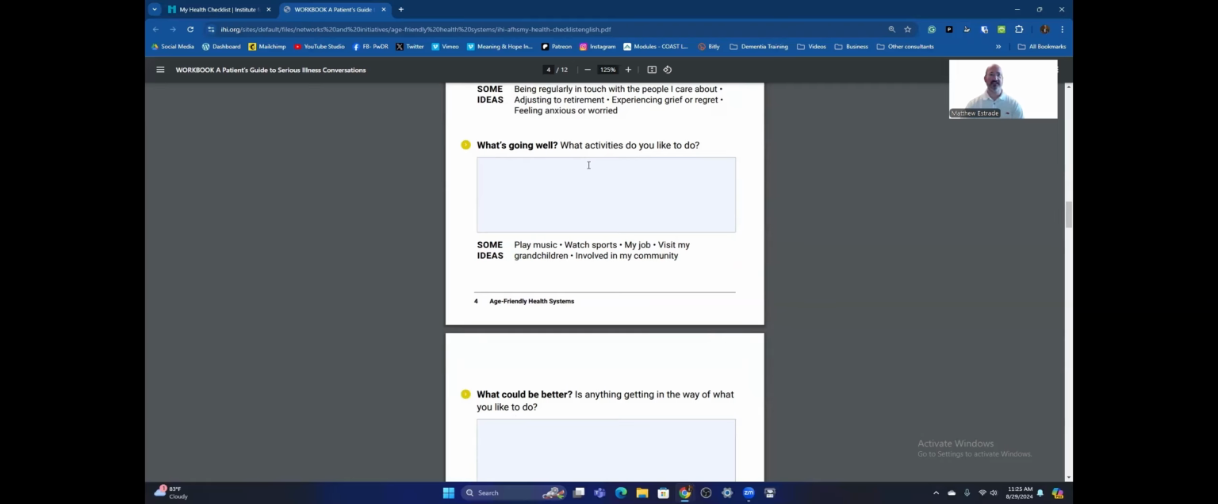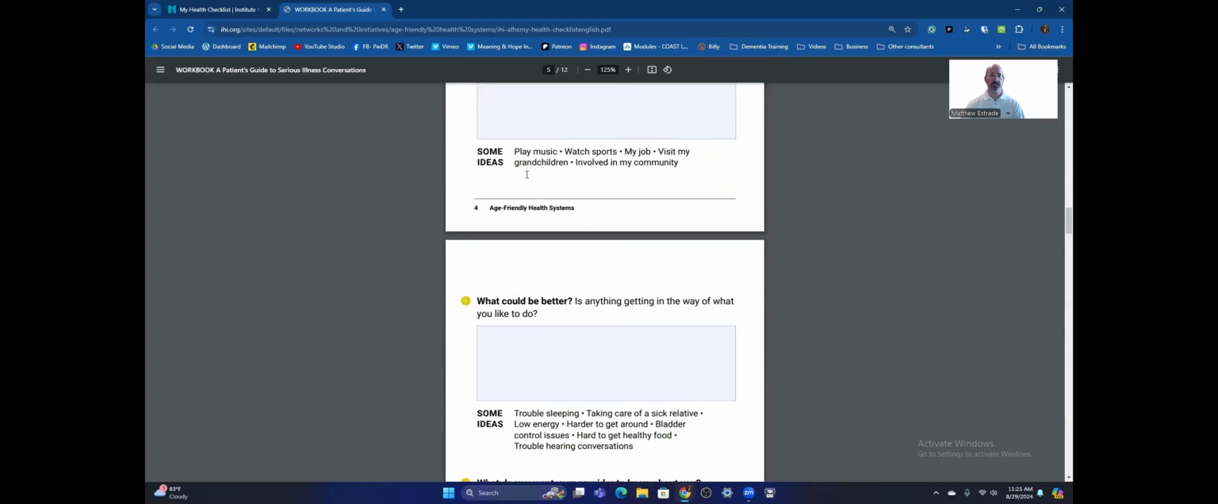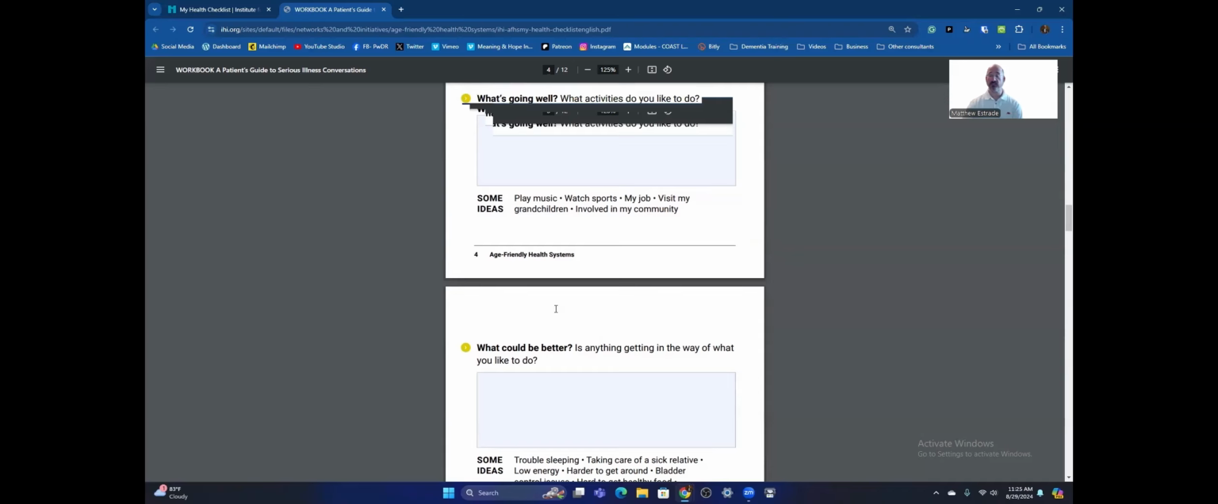So what activities do you like to do? Here we have watching sports, playing music, being involved in the community, a church group, a civic organization, visiting grandchildren. You might be somebody that volunteers and goes to visit the sick, either in homes or in hospitals or nursing homes. That might be important to you. So whatever gets you up in the morning, whatever you look forward to, that's going to be what goes into this box.